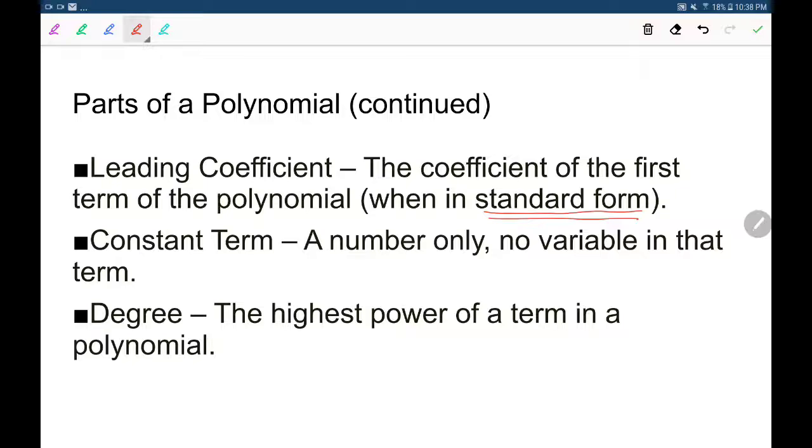The constant term is a number only, so it's the term that has no variable in it, only a number, no letter. And the degree is the highest power of a term in the polynomial. Highest power, in this case for us in Algebra 1, we're talking about the highest exponent. In later courses, sometimes there's something else you have to do if you have x's and y's in the same terms, but right now we're keeping it simple.